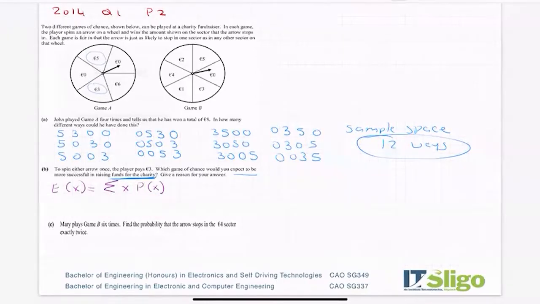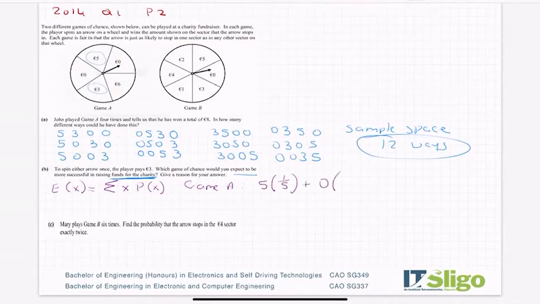Okay, so if we were to do game A, I could win €5. I'm starting up here at the top. So I could win €5 and the probability of me winning €5. Remember they said that the probability of stopping in each sector was the same. It was just as likely to stop in one sector as the other. So 1, 2, 3, 4, 5 sectors. So I have a 1 in 5 chance of winning that €5.